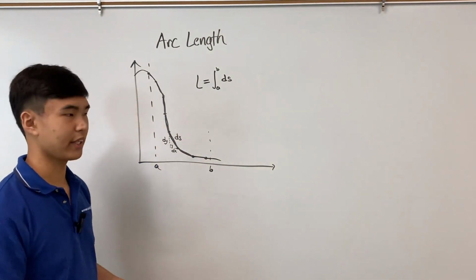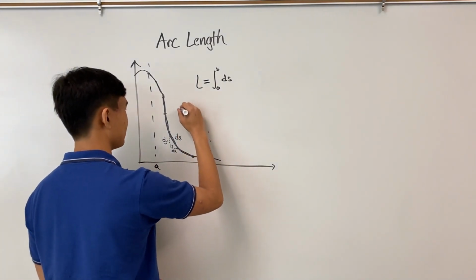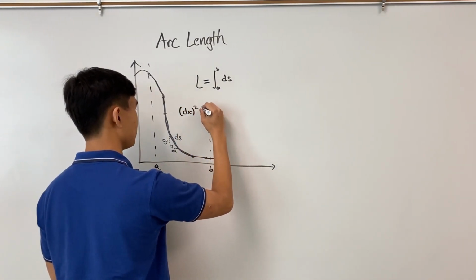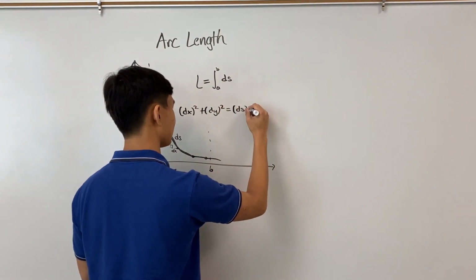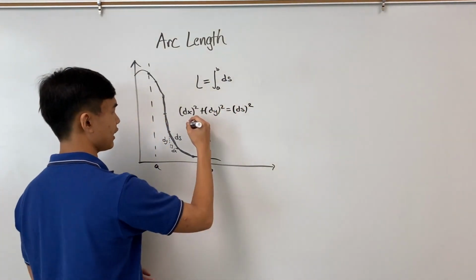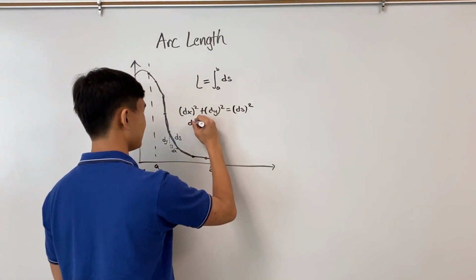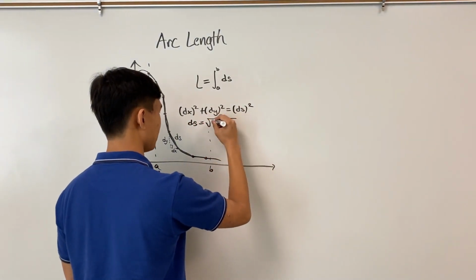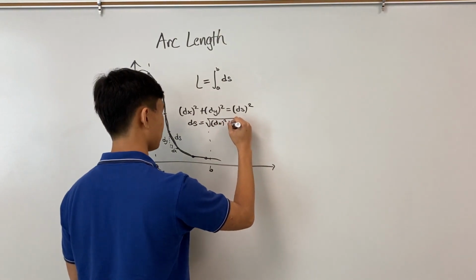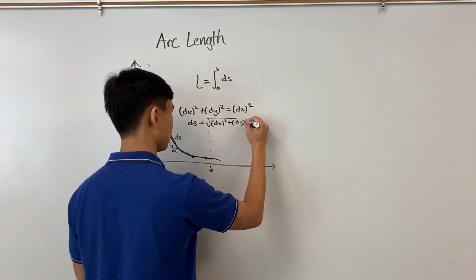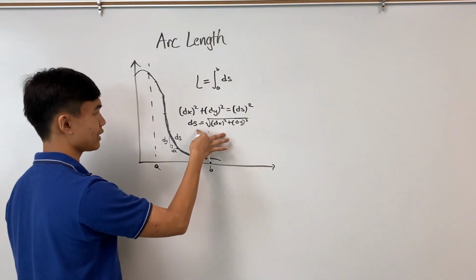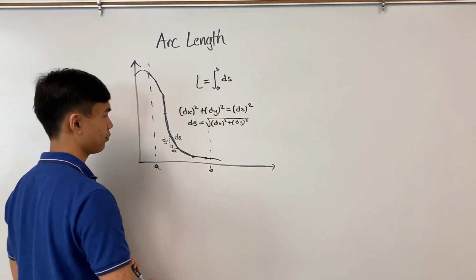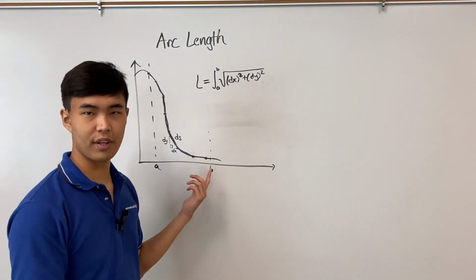And then using the Pythagorean theorem, it follows that dx squared plus dy squared equals ds squared. And then taking the square root of both sides, we have ds equals the square root of dx squared plus dy squared, like so. Now we have stuff we can work with, so I'm going to make this substitution into our integral. Now it's a little better, but we can go further than this.